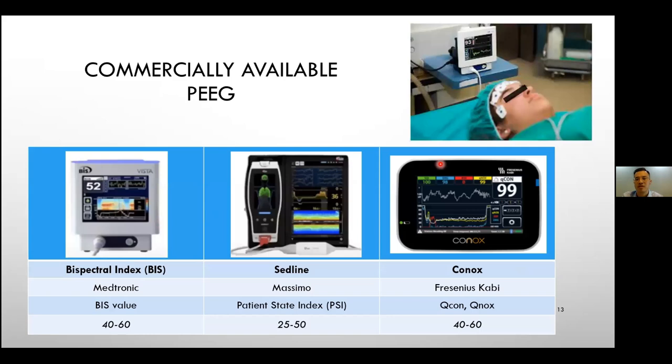As you can see, the processed EEG is placed on the forehead in this diagram on the top right. The machine reads the raw EEG, processes it, and subsequently generates an index to reflect the current conscious level. There are a few commonly available processed EEG monitors in the market, with the BIS monitor being the most popular one and also most regularly used in the research setting. Under normal awake states, the number is near 100, and the optimum general anesthetic range is 40 to 60, similar with the Conox monitor here. But for the Sedline monitor, the range for GA is 25 to 50.